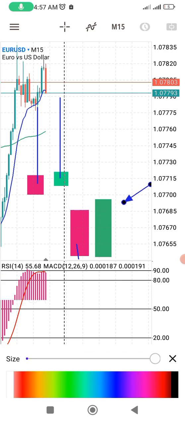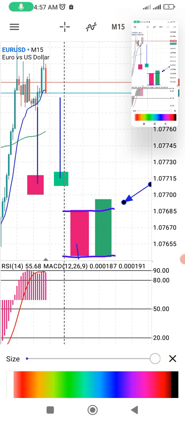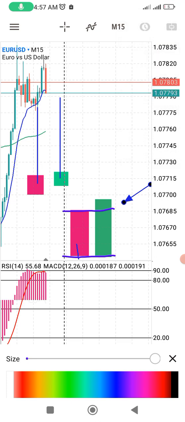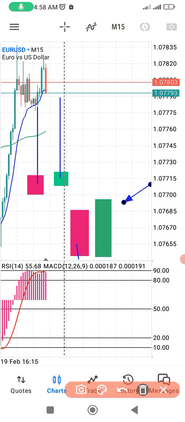Then you can see that this is the level. The word engulfing means it covers completely every part of the previous candle. So when you find such a thing, it simply means it's an entry confirmation. Okay?